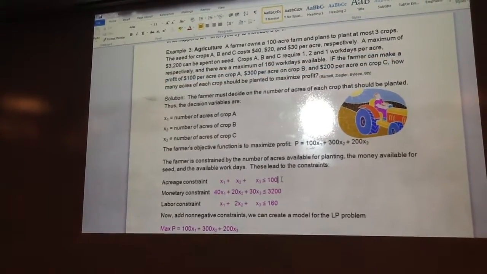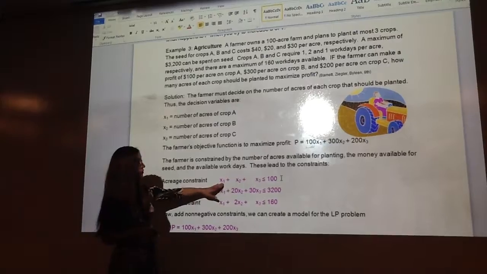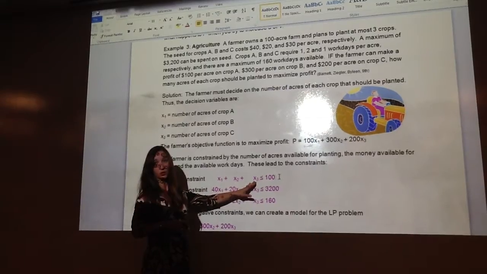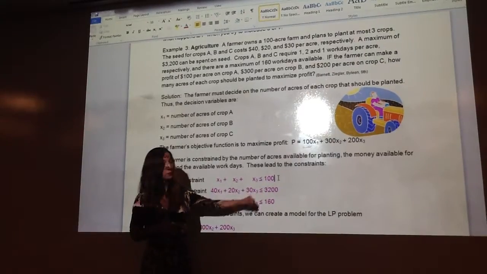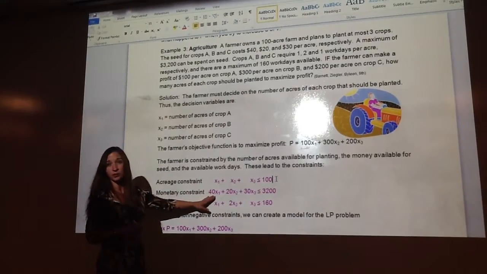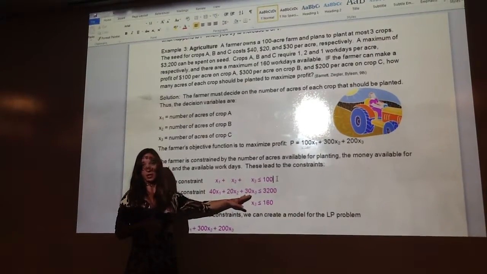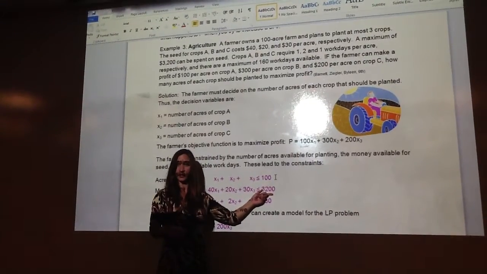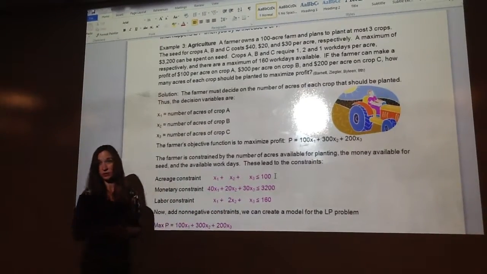He's only got 100 acres to plant his seeds on. So the amount of acres of crop A plus the number of acres of crop B plus the number of acres of crop C have to be less than or equal to the total acreage he has available on his farm to plant. And then he's only got so much money, and the apples cost him 40 bucks an acre for seeds, and the beans cost 20 bucks an acre, and the corn costs 30 bucks an acre. So when he buys all the seed, he can't use more money than what he has. So the monetary constraint cannot exceed his available funds.